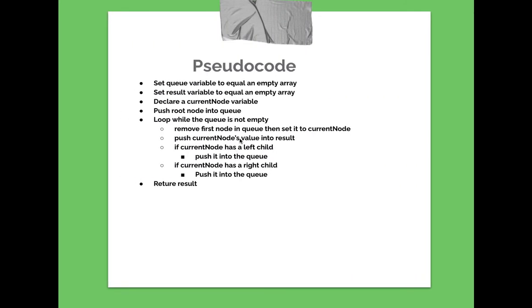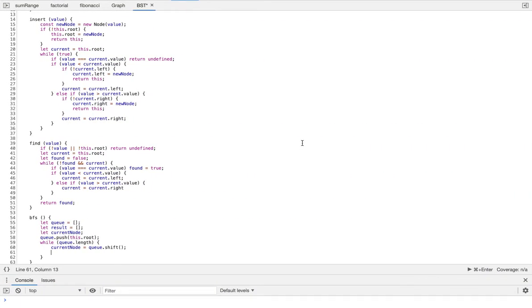Next, we're going to push the current node's value into the result. We're going to do result dot push current node dot value. So we are not pushing the entire node, only the value of that node.